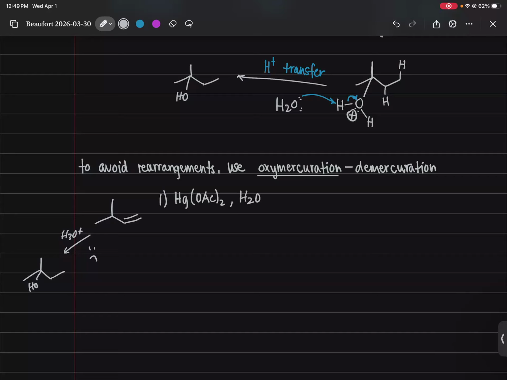Is it instantaneous like the two reactions or no? No, so it's almost like doing two separate reactions completely. So the first reaction we use mercuric acetate and water. That's the oxymercuration part.